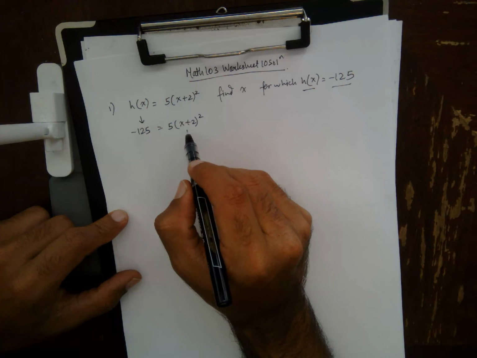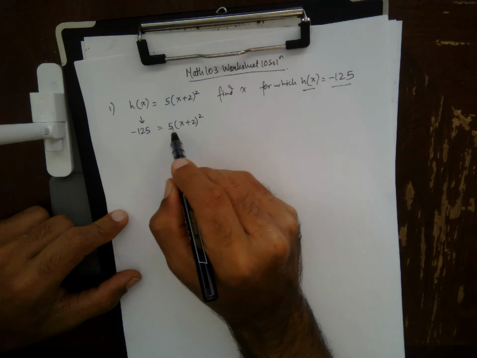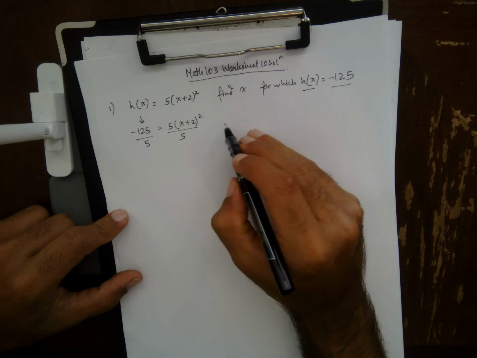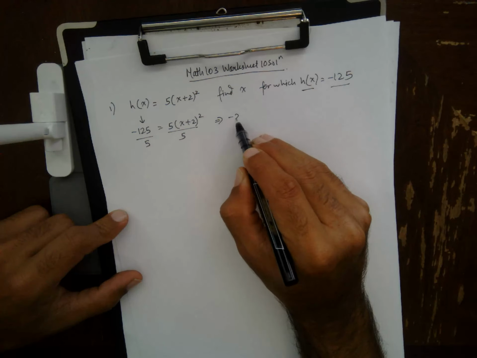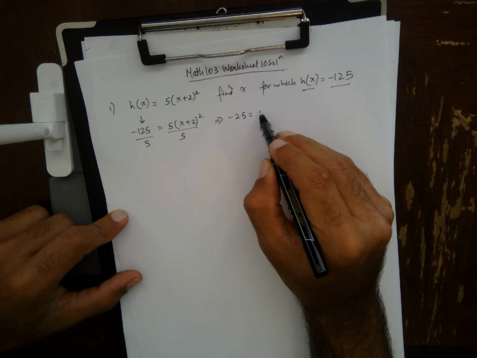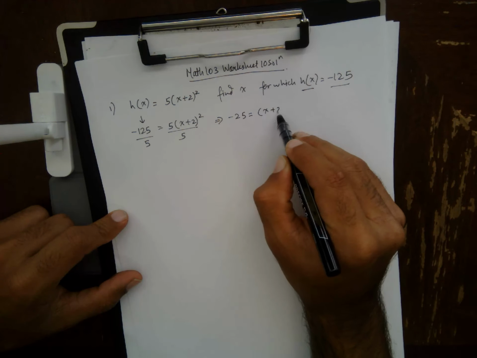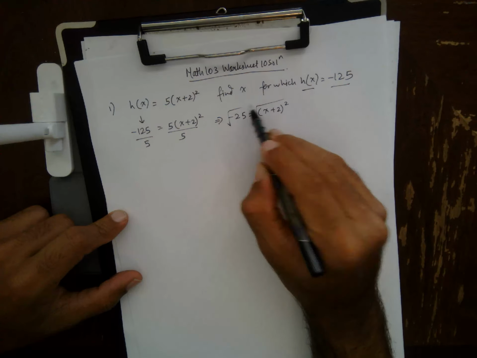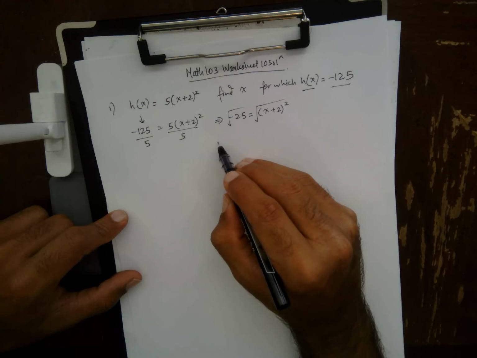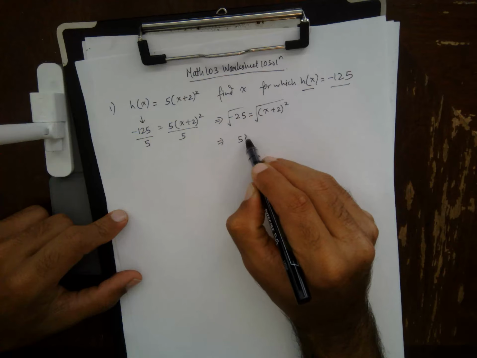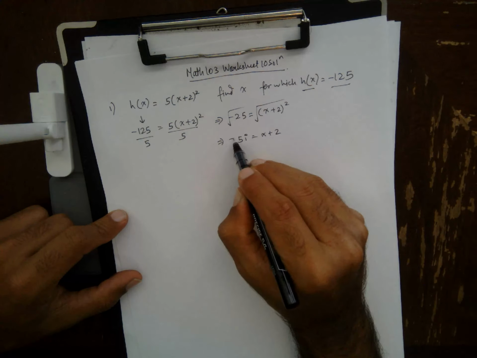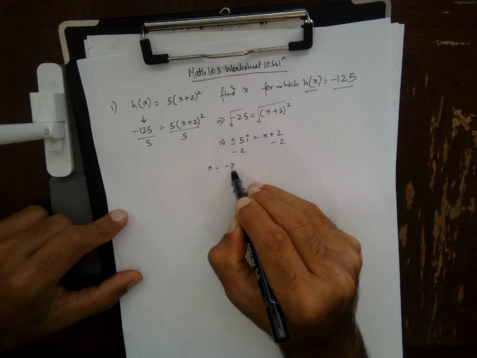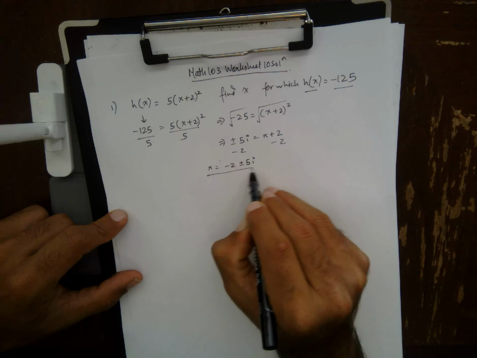There's a square involved. So first let's get rid of this number 5. Divide both sides by 5. Negative 25 is (x plus 2) squared. To get rid of the square, I'm going to take the square root. Square root of a negative number, we know how to deal with that now. That's 5i, plus or minus. Finally, I subtract 2, so x is negative 2 plus or minus 5i.